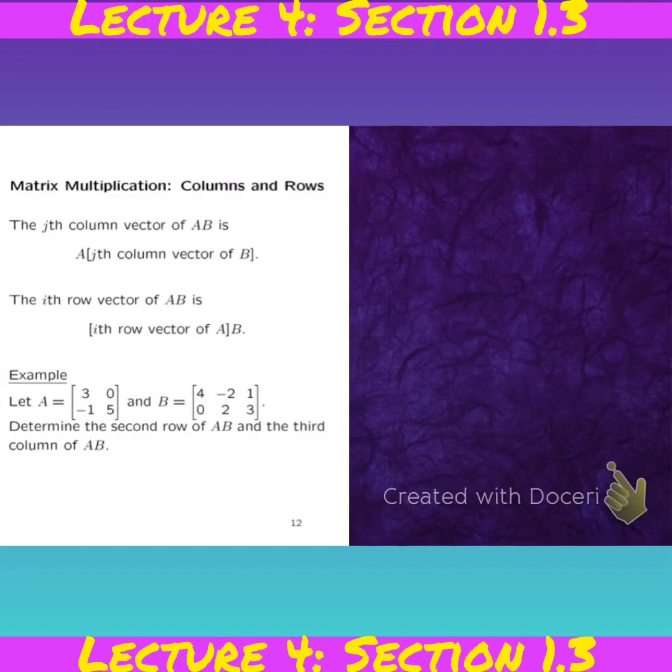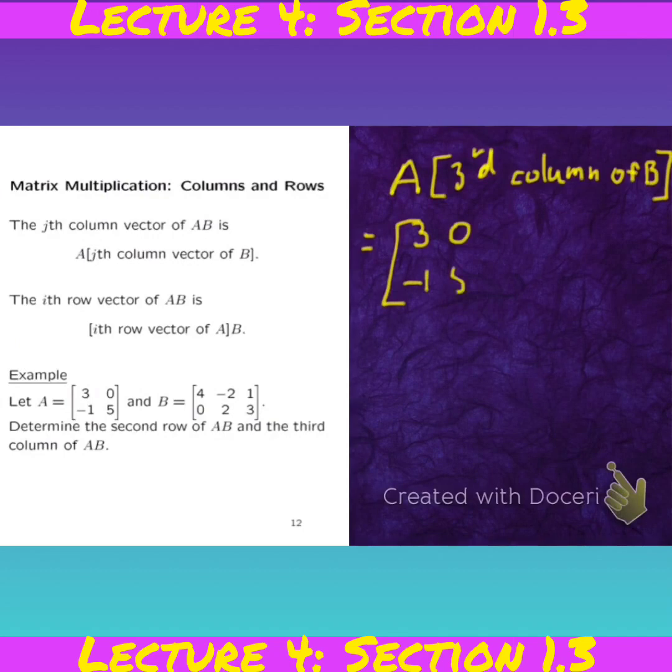Alright, so the third column of A times B is going to be A multiplied by the third column of B. So that's going to be the matrix A, which is this 2 by 2, and you're going to multiply that with the third column of B. And the third column of B is that column vector.